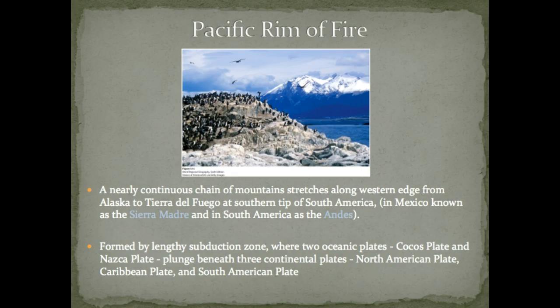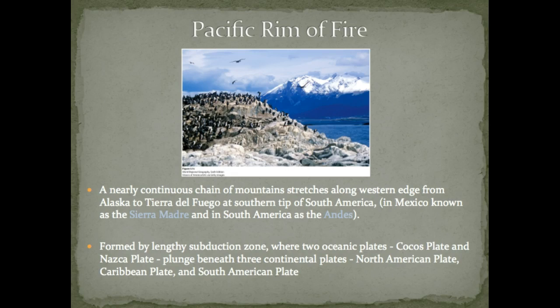So as it says here, a nearly continuous chain of mountains that stretches along the western edge from Alaska to the Tierra del Fuego, which is the southern tip of South America. In Mexico, these mountains are known as the Sierra Madre, and in South America as the Andes. And what the book doesn't include here is that this also includes the mountains of Russia and Japan southward from there as well. Here we see it's formed by a lengthy subduction zone, so where one tectonic plate is subducting or going underneath another one.